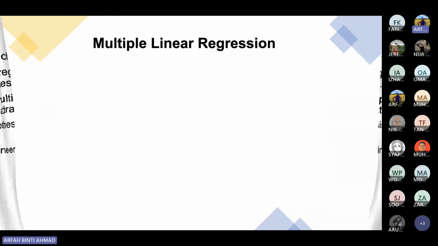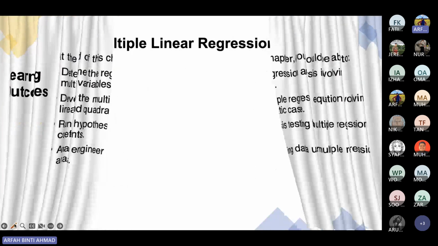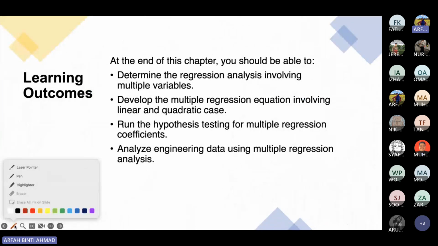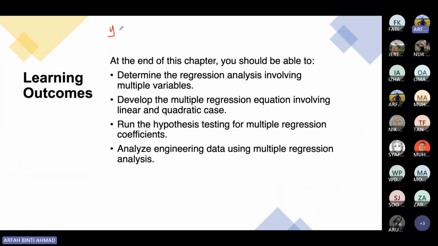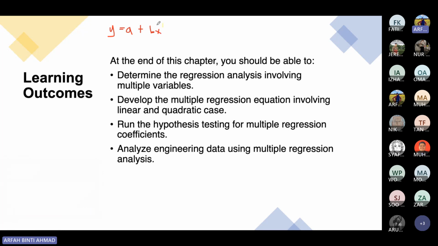So if you still remember, in chapter 6, we learned about simple linear regression. Okay. In chapter 6 we have the equation of y equal to a plus bx. So in simple linear regression, you have only one independent variable. In this case, you have only one x.